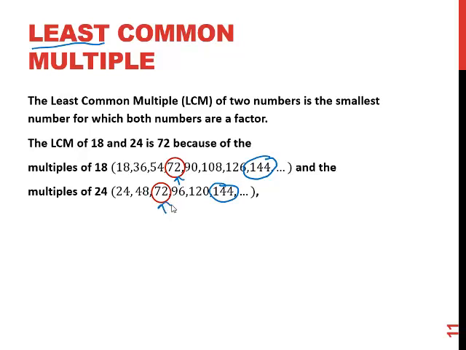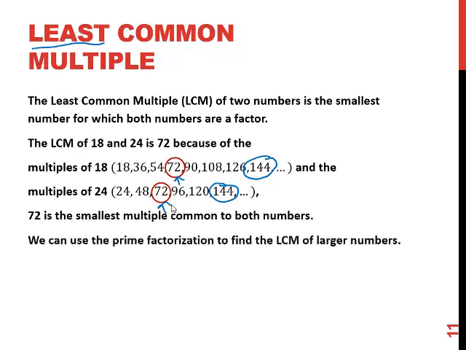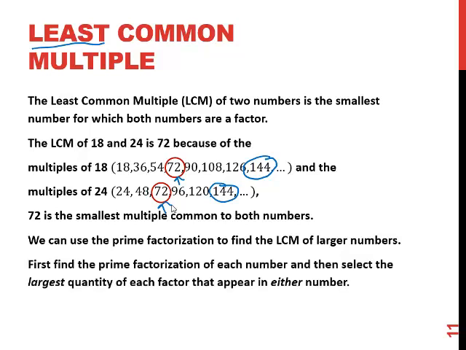Since it comes up at this time, it's probably no surprise that we can use prime factorization to find the least common multiple of large numbers. We're going to factor each number just like we did before, except this time we're going to select the largest quantity of each factor that appears in either number.